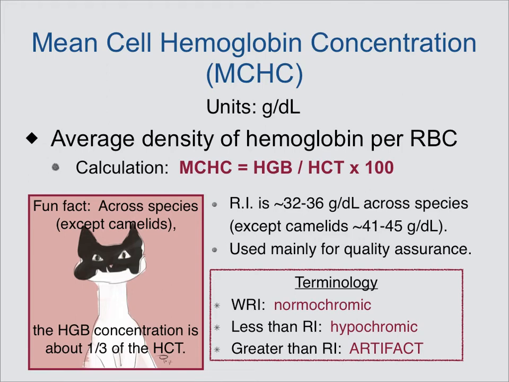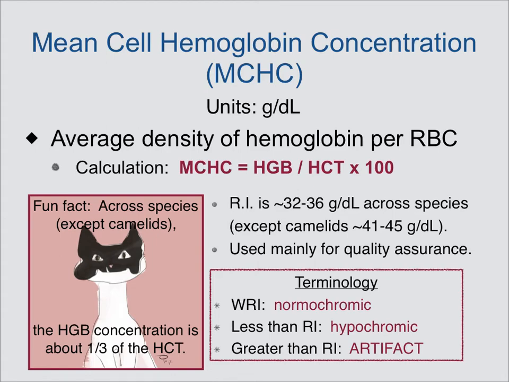It's a calculation where the hemoglobin is divided by the hematocrit and then multiplied by 100 as a conversion. The analyzer uses the calculated hematocrit, and the PCV, which is basically the equivalent of the hematocrit, can also be used. And here's a fun fact. In most species, the hemoglobin concentration is about 1/3 of the hematocrit. So the reference interval for the MCHC hovers around 33 grams per dL.